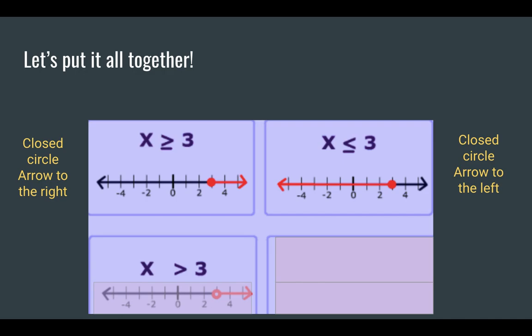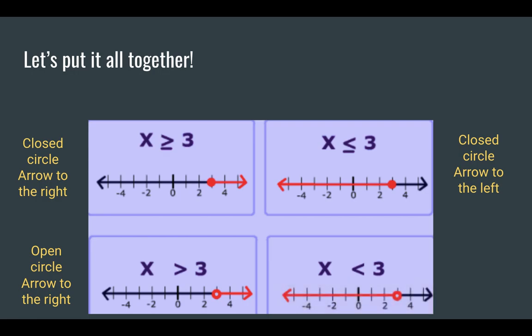Now we have x is greater than 3. So we have an open circle at 3 and an arrow pointing to the right. So x cannot equal 3, but it can equal anything greater than 3. Last, we have x is less than 3. So we have an open circle at 3 and an arrow pointing to the left. X can equal anything less than 3, but it cannot equal 3. So that's why we use an open circle at 3.